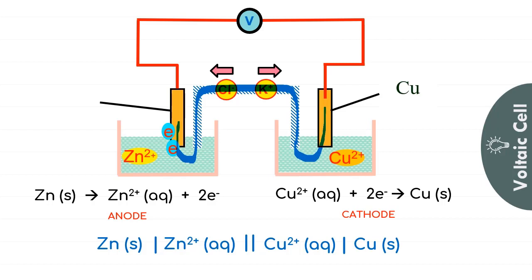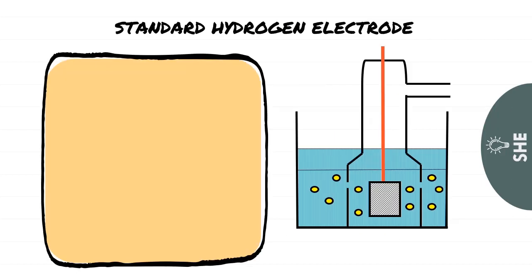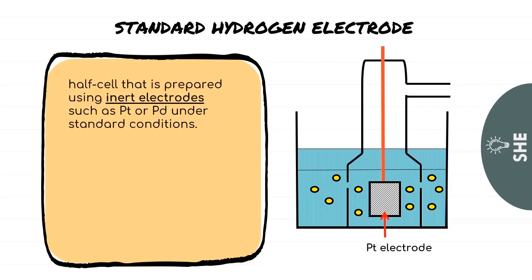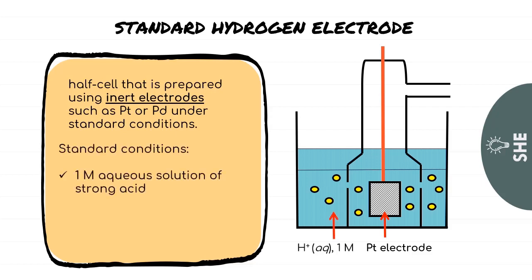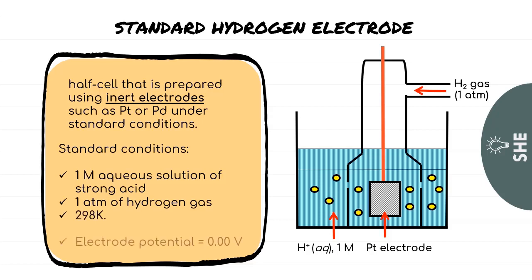From the voltaic cell we have discussed earlier, we are going to look at how each zinc and copper electrode potential is obtained by using the standard hydrogen electrode. The standard hydrogen electrode is a half cell that is prepared using inert electrodes such as platinum or palladium under standard conditions. Those standard conditions are 1 molar aqueous solution of strong acid, 1 atm of hydrogen gas, and a temperature of 298 Kelvin or 25 degrees Celsius. The electrode potential of hydrogen is 0.00 volt.